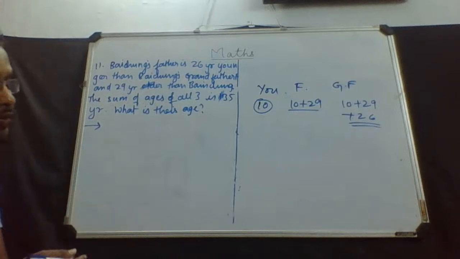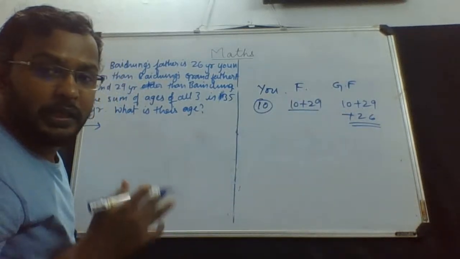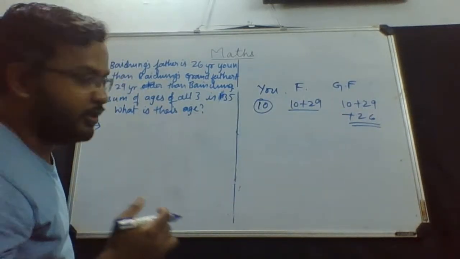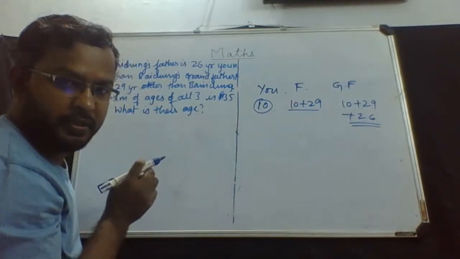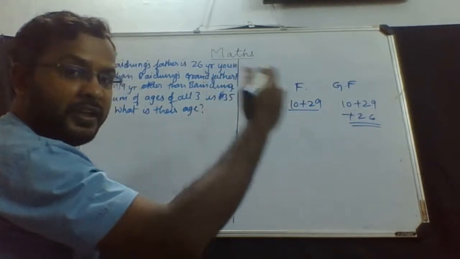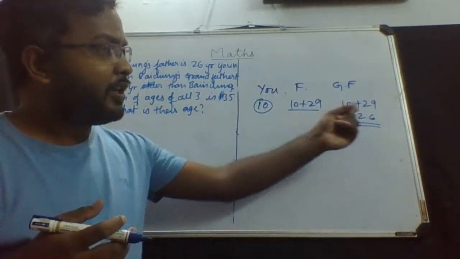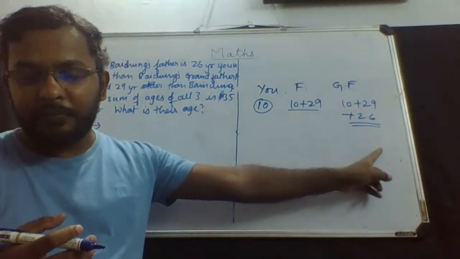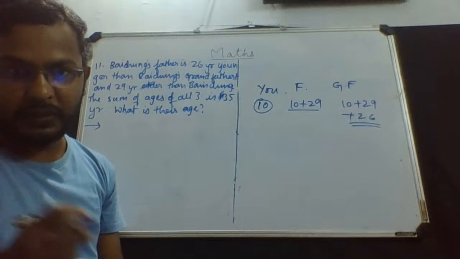Now since we don't know your age, अगर आपका एज पता है तो क्या कर सकते हैं? We can find the remaining ages. अगर आपका एज पता है, then we can find the father's age. Your father's age will be 29 years more than you. अगर आपका father age पता है, by adding 26 to that, you'll get the age of your grandfather.